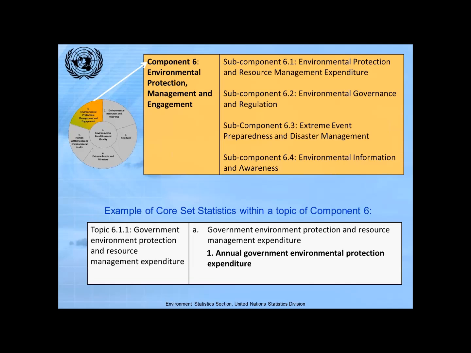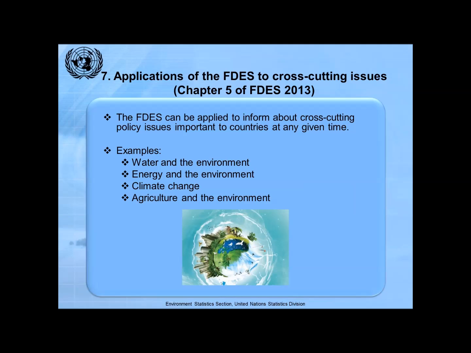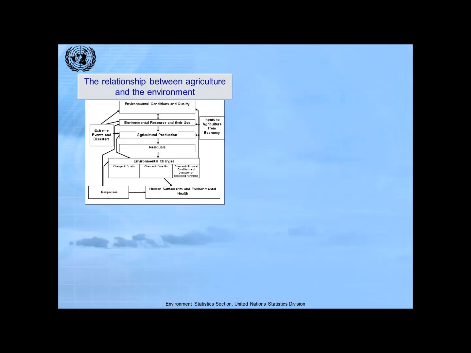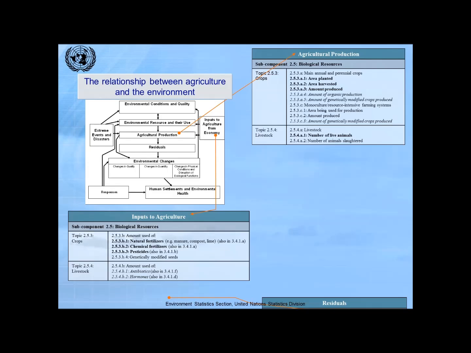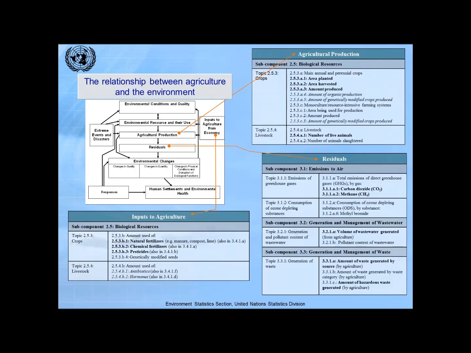And also in the FDS we have Chapter 5, which looks at cross-cutting issues where we try to link, for example, water and environment, energy and environment, climate change, and agriculture and environment, and try to bring together the different policies and statistics that are needed to inform on these particular issues. And I have an example here, which is the relationship between agriculture and the environment. And again, in the FDS itself, you will see all these types of tables, which will really clearly give you a very good understanding of the flows between the different statistics.